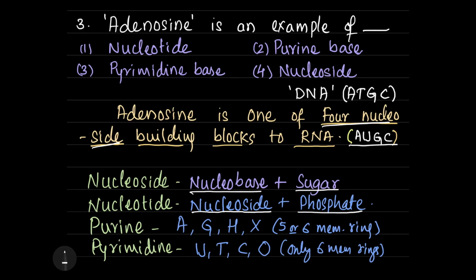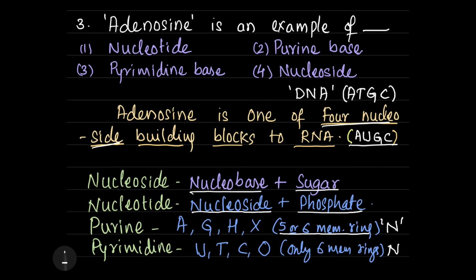Let's see what purines are. Purines are bases. In their structure they have a 5- or 6-membered ring, a heterocyclic compound containing nitrogen, both in the purine bases and also in the pyrimidine bases. A stands for adenine, G stands for guanine, H stands for hypoxanthine, X stands for xanthine. These are the 4 purine bases.